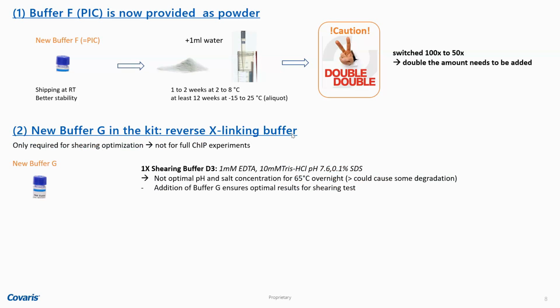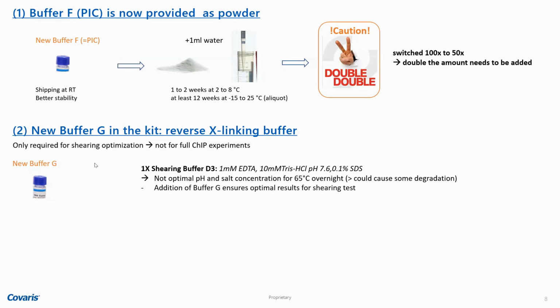Furthermore, we have included a new buffer, which is called buffer G, and this is a reverse cross-linking buffer. First of all, if you are following normal ChIP-seq experiments and you are not doing any shearing optimization in buffer D3, you would not need this buffer at all. This buffer is only meant if you are starting up with a new cell line and you are doing a shearing time course to establish your optimal settings. Then you would do your reverse crosslink in buffer D3.